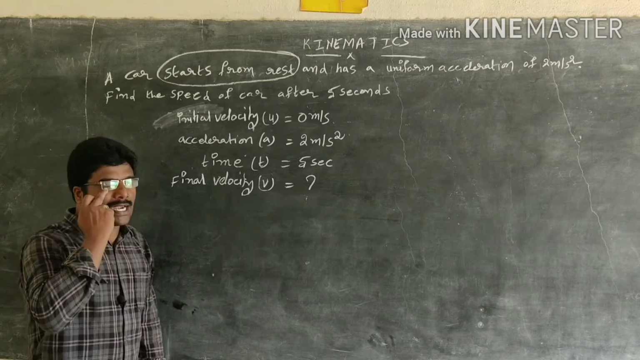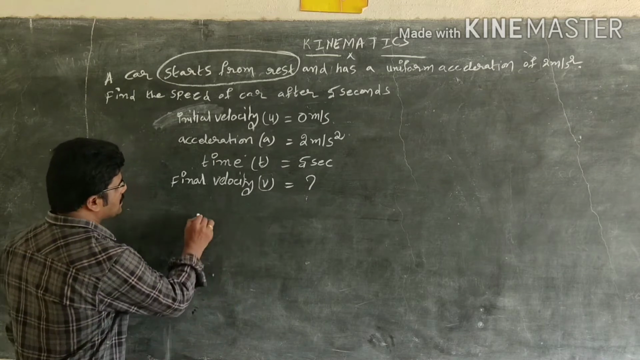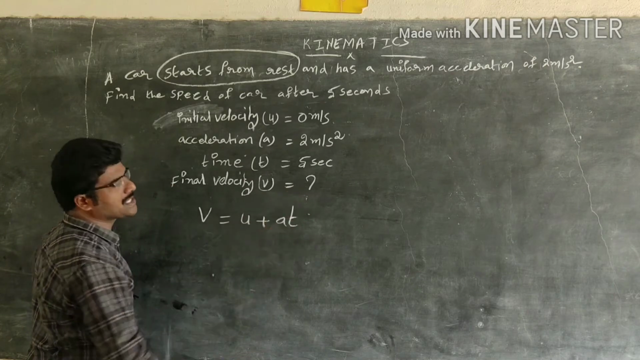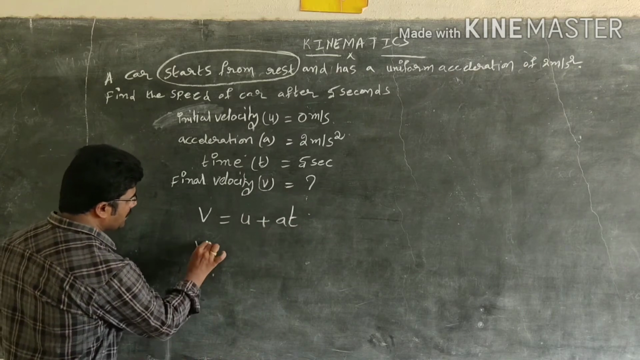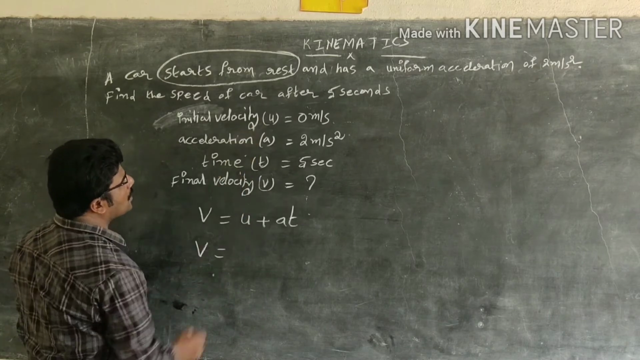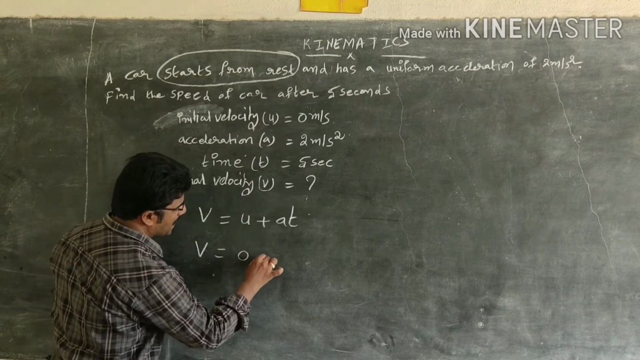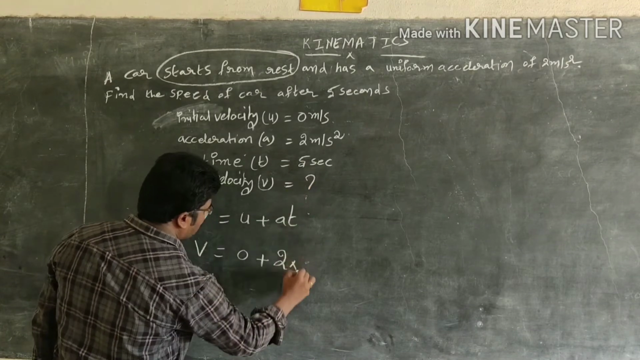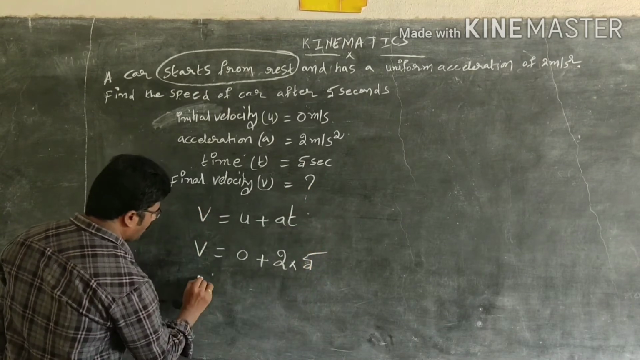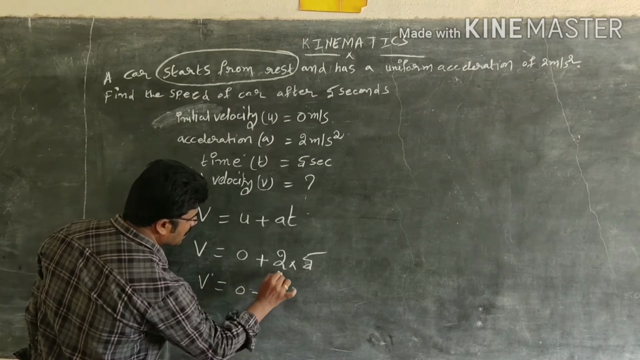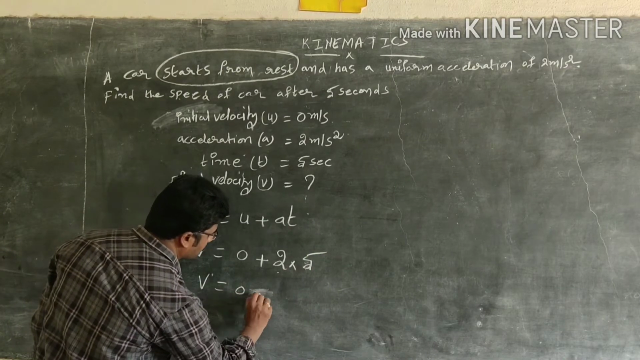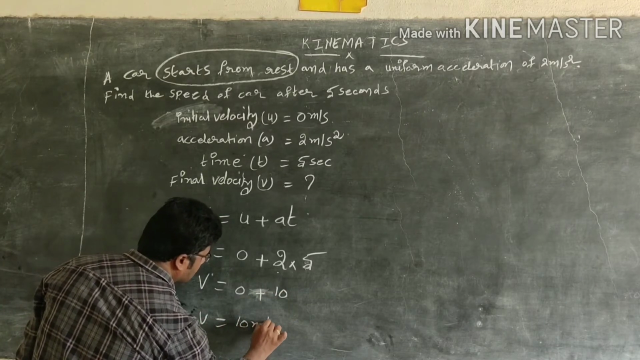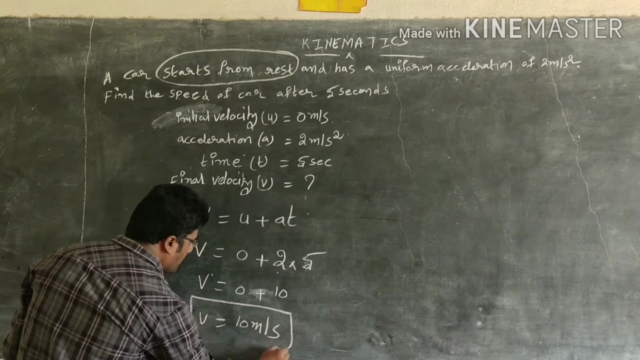We want to understand carefully. So v equal to u plus at. This is the first kinematic equation. v equal to u, no doubt it is 0, plus a, acceleration it is 2, time it is 5. Therefore v equal to 0 plus 2 into 5. It is 10. So the velocity at the end of 5 seconds will be 10 meters per second.